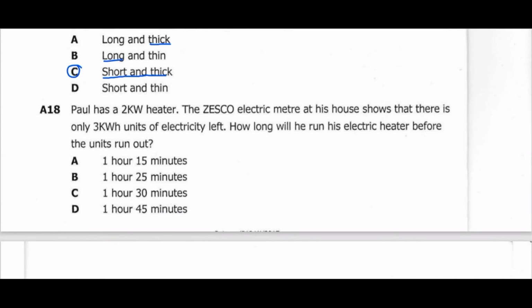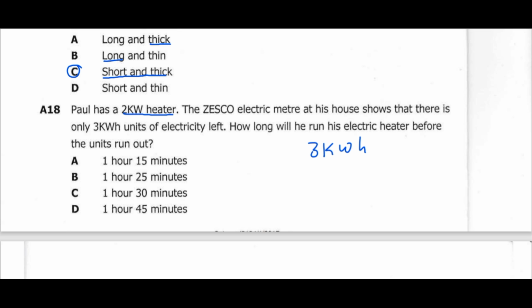Then question 18. Paul has a 2 kilowatt heater. The Zesco electric meter at his house shows that there are only 3 kW units of electricity left. How long will he run his electric heater before the units run out? So here is just like a relationship. We know that the units available were 2 kW per hour.